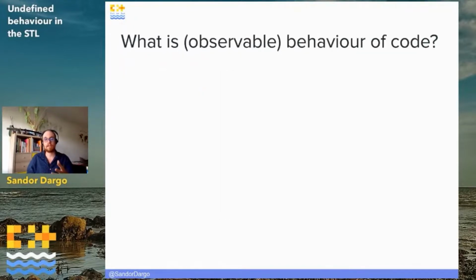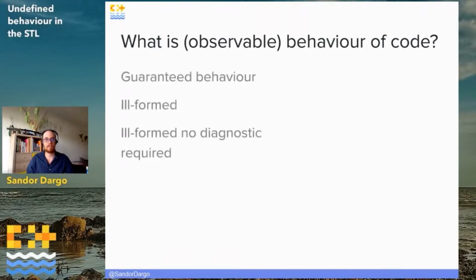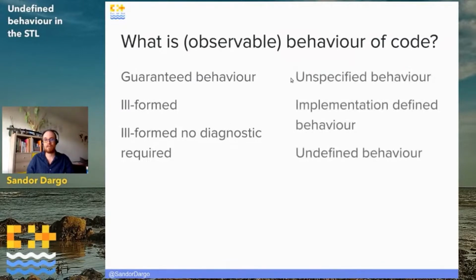But then the next term we want to discuss is: what is the behavior of the code we write? Or we could ask another question: does the standard describe the properties of your program? There are a lot of different behaviors. You can see some now on the left side that we are not going to talk about today. We don't have the time for this. But we are going to talk about unspecified behavior, implementation-defined behavior, and undefined behavior.